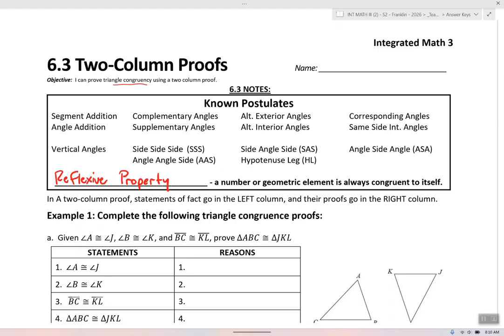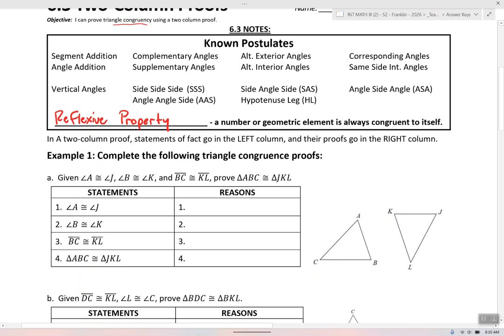And so the way a two-column proof works is we have statements of fact. They go in the left-hand column, and their proofs or the reasons that that is true go in the right-hand column. And so much of what we will do is use what we are given, and then we'll write that down, and then we'll see what else we need or what we know to prove the indicated statement.